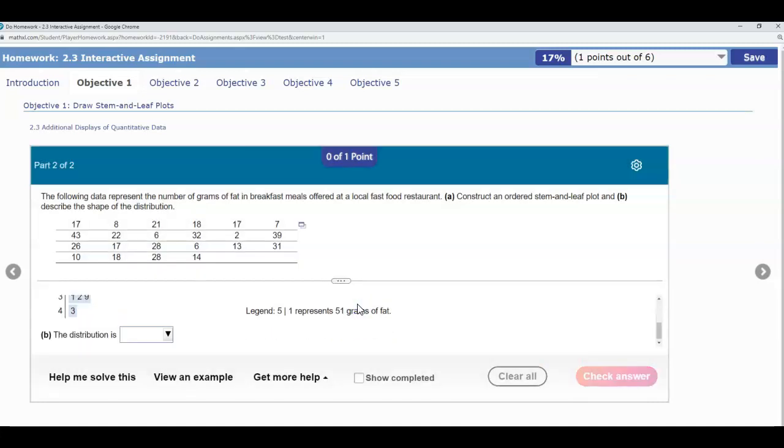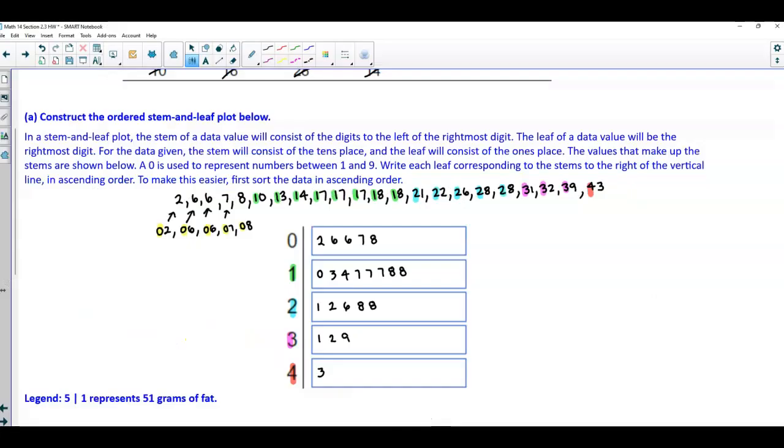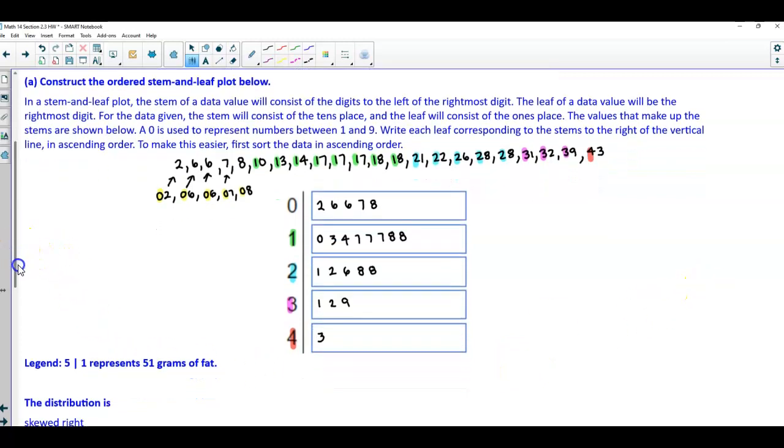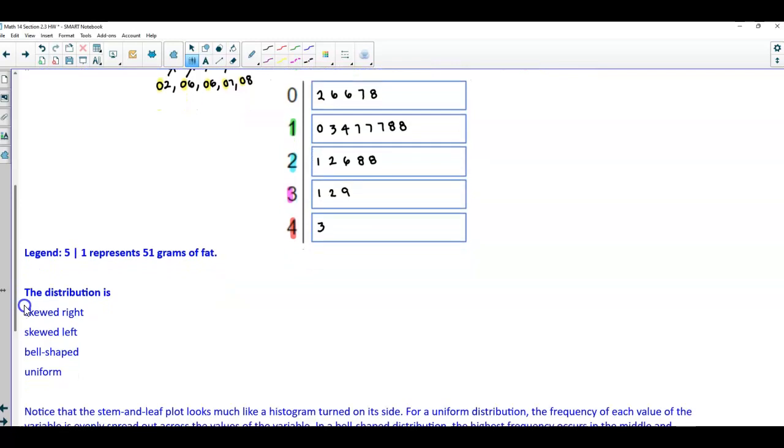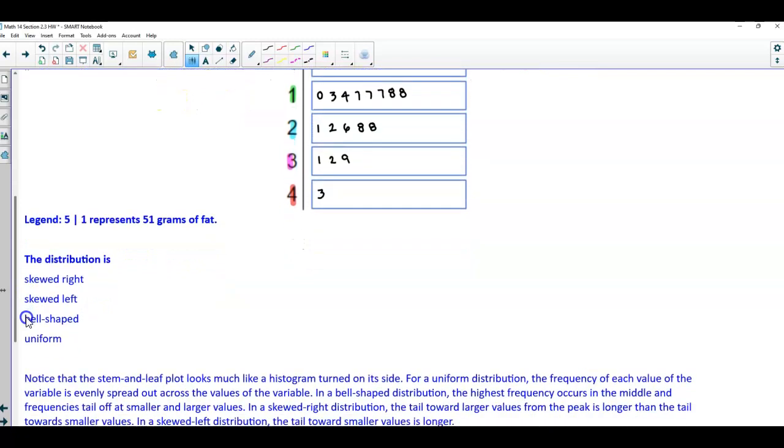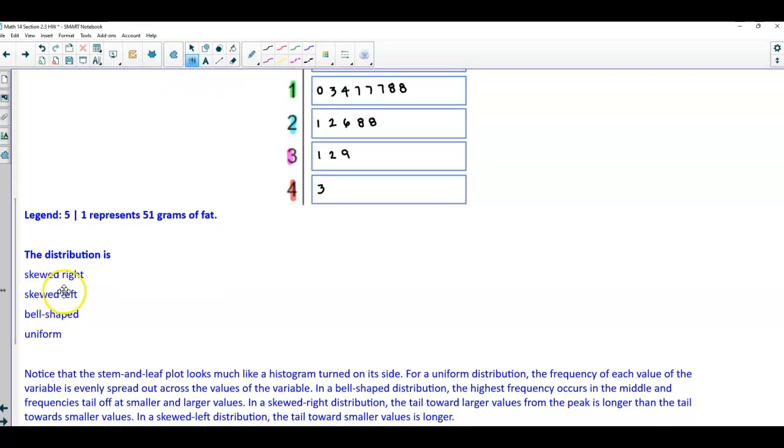Okay, so now we need to determine what the distribution is. Is it skewed right, skewed left, bell-shaped, or uniform? In order to do that, we want to notice that the stem and leaf plot looks much like a histogram turned on its side.